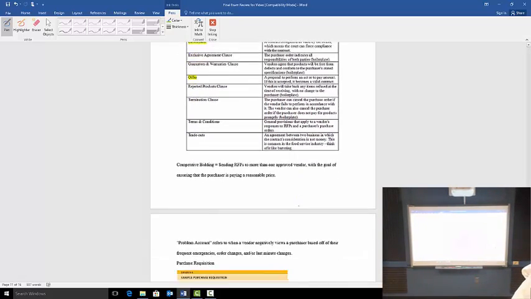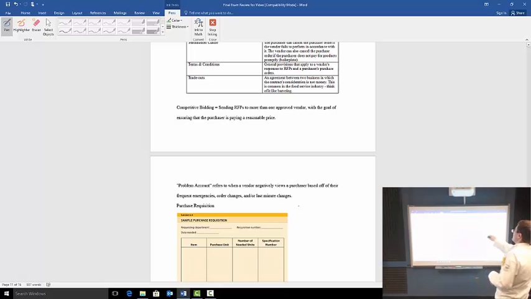Another point worth highlighting is the competitive bidding process. We've talked about this in terms of ethics. Competitive bidding reduces the likelihood of any type of ethical violation occurring, particularly favoritism. So competitive bidding is when you send RFPs to multiple approved vendors, and the goal is to ensure that you're paying a reasonable price. The other goal is to maintain ethical procedures. So keep that in mind as well.